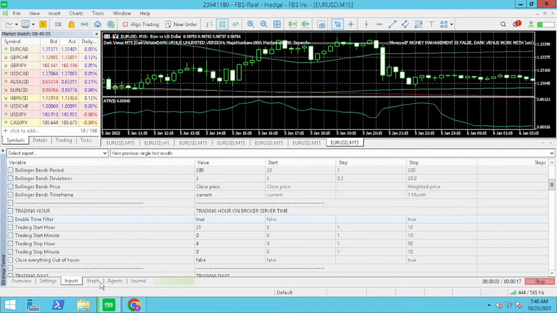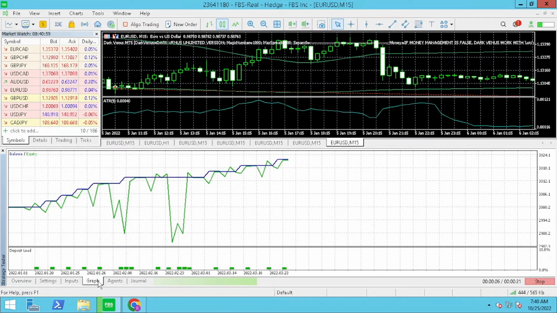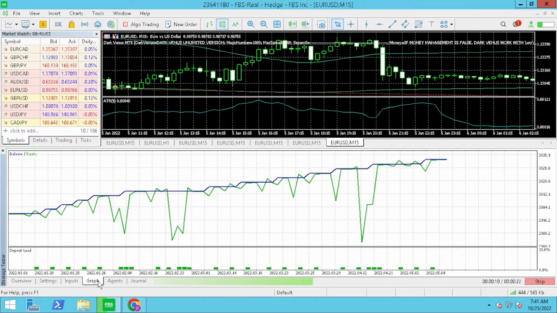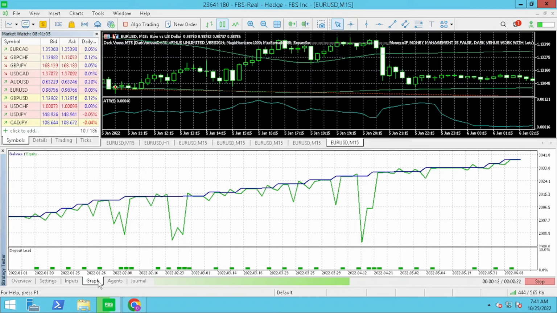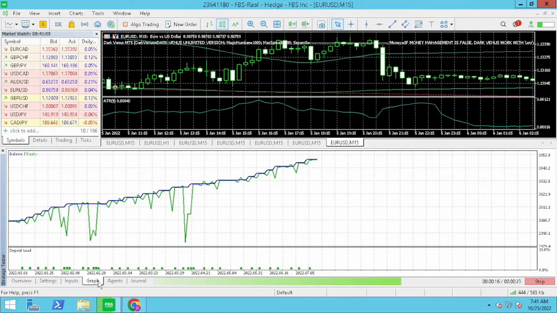Remember, this is for the EUR/USD example. And if you're trading a pair that has high volatility during Tokyo and Sydney, like the Aussie dollar and the Japanese yen, you will need to adjust the settings accordingly.